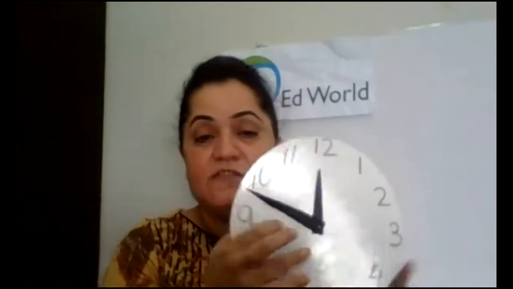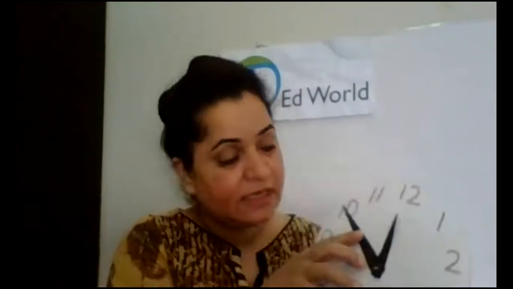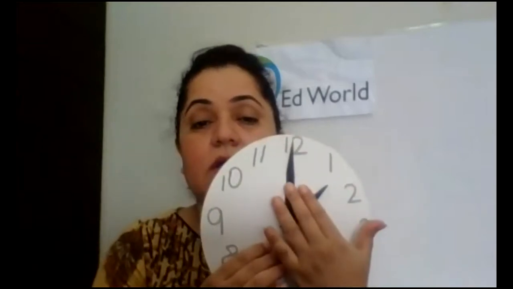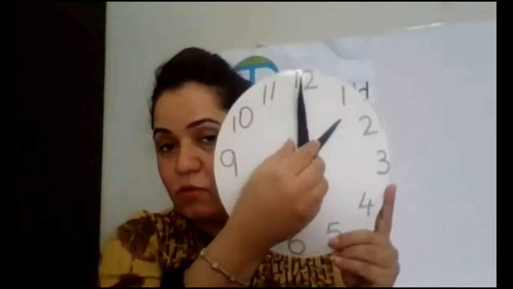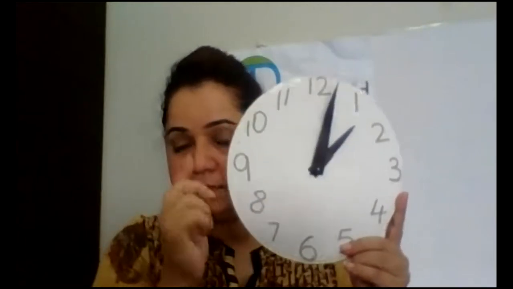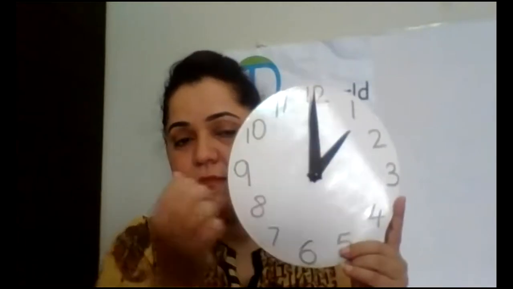And then comes the taller one. Now this gives us the minutes, right? As in, right now this is 1 o'clock, right? This is 1 o'clock right now.